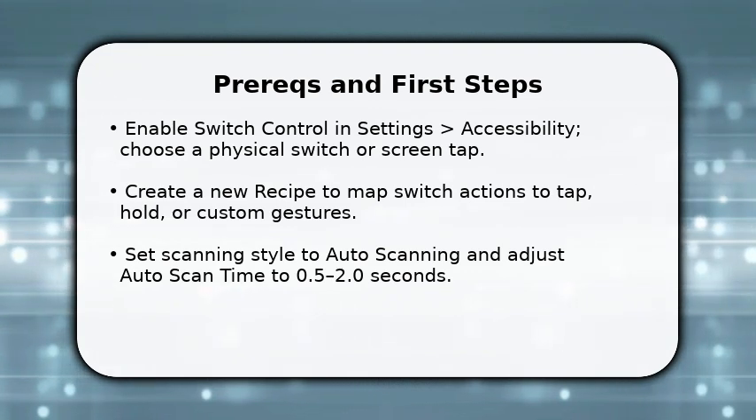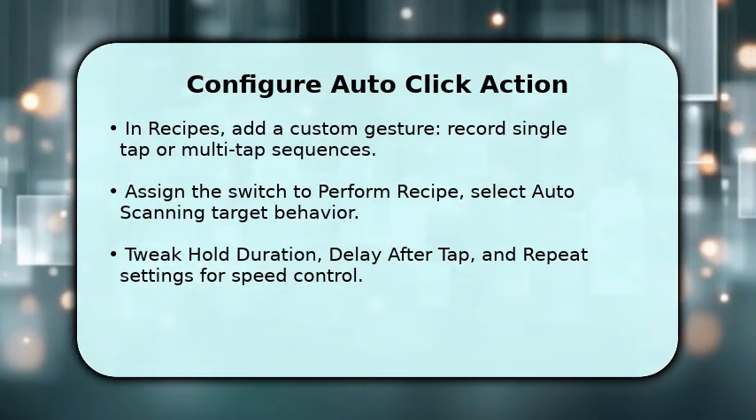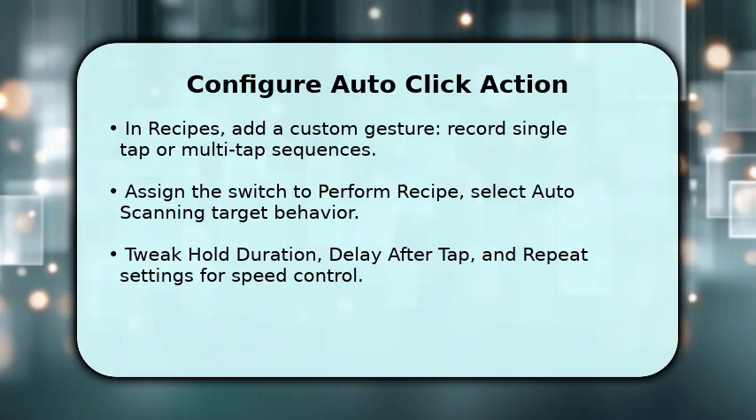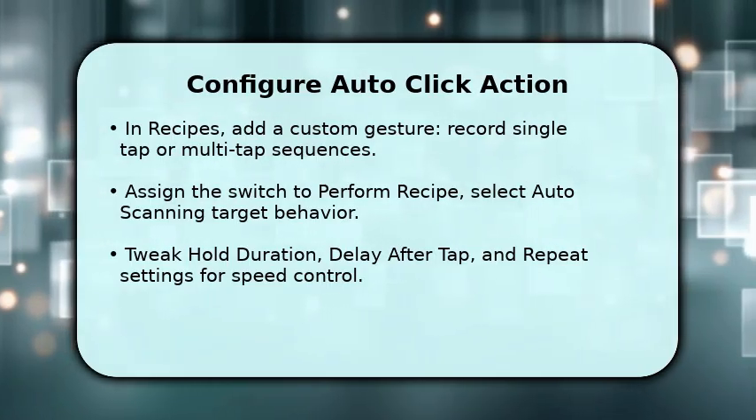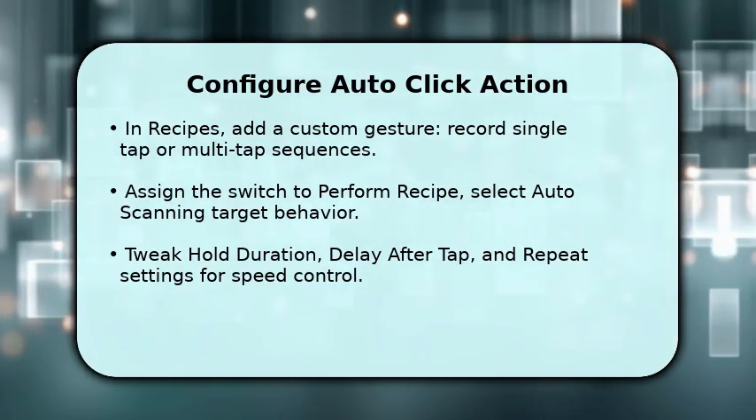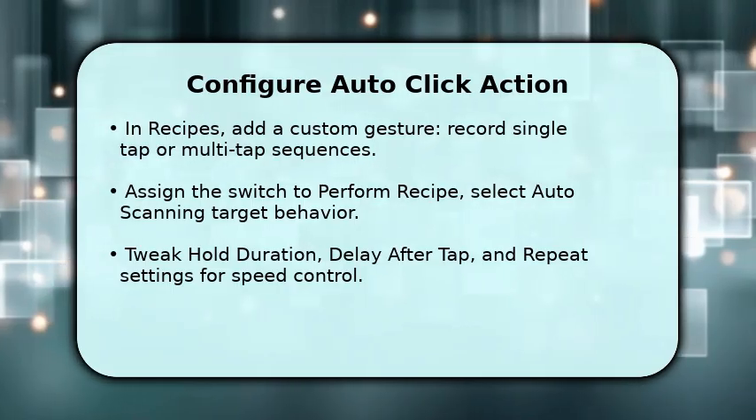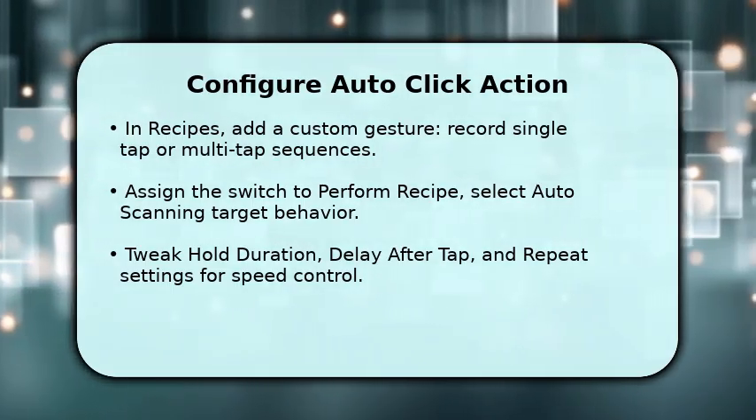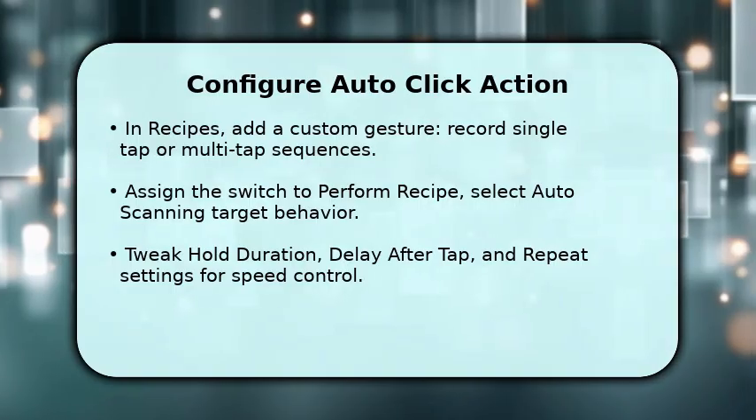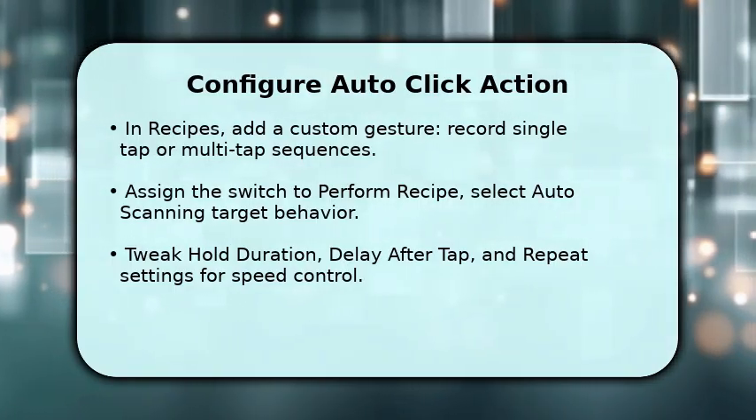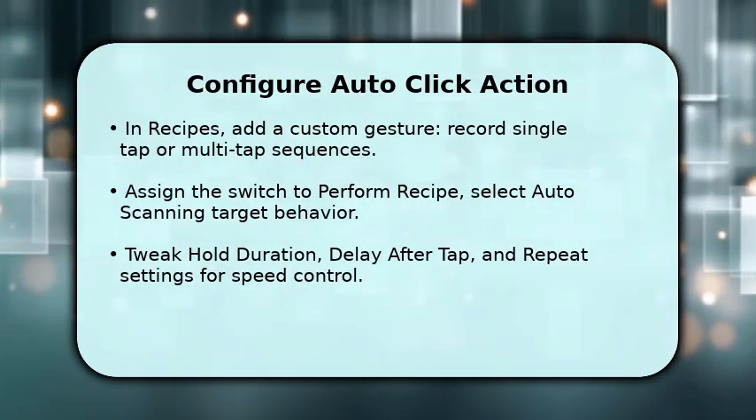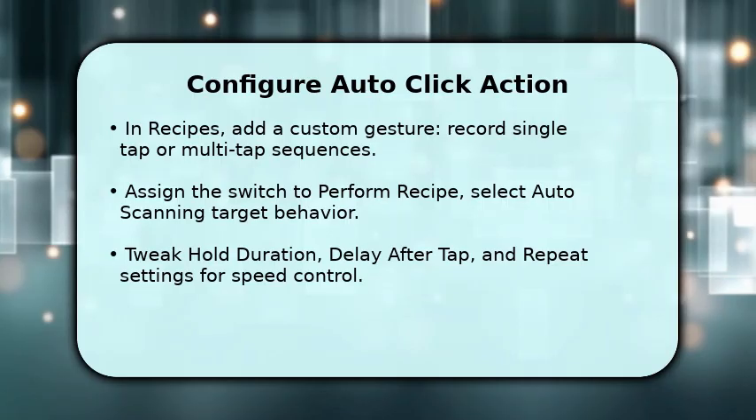Now you'll record and assign the exact click pattern you need. Open recipes, record a custom gesture capturing single or repeated taps, then save it. After that, assign your physical switch to perform recipe so pressing the switch triggers the recorded clicks. Make sure auto-scanning target action is set to select item so the recipe executes automatically.